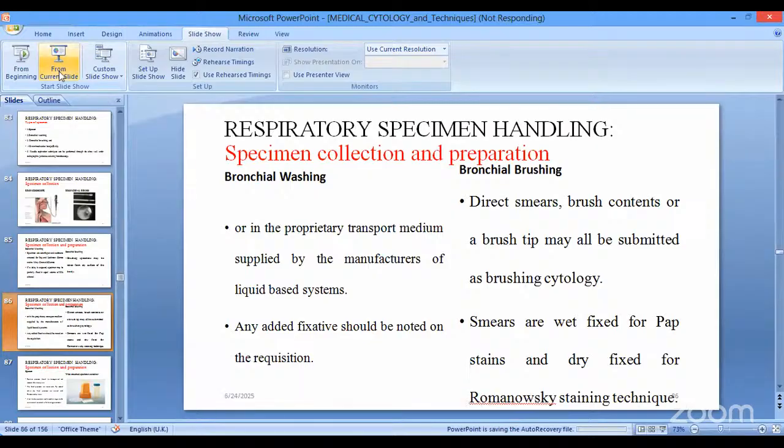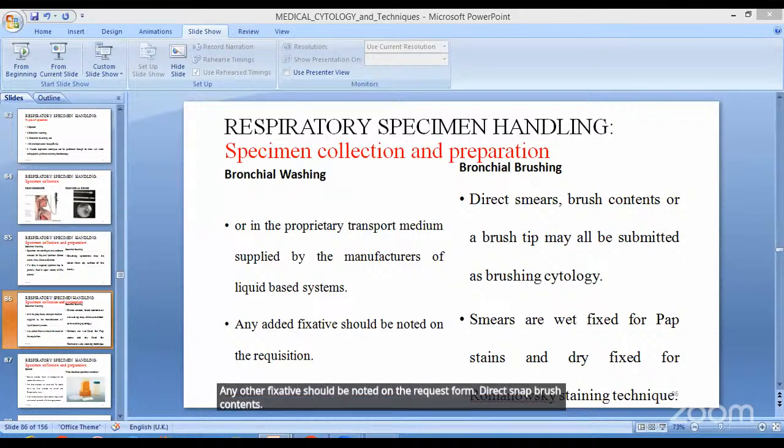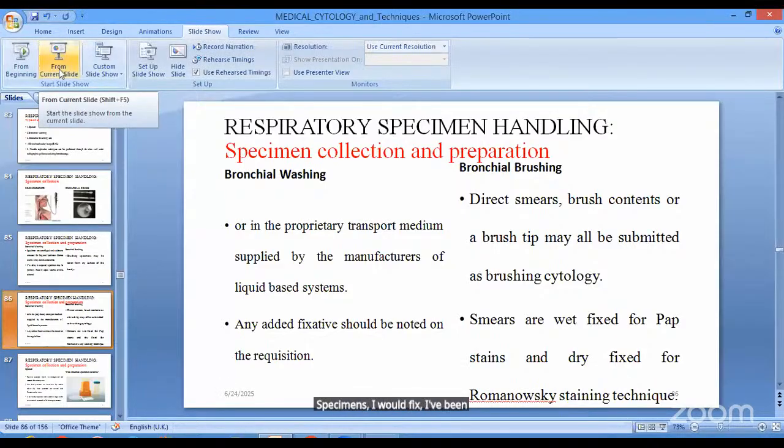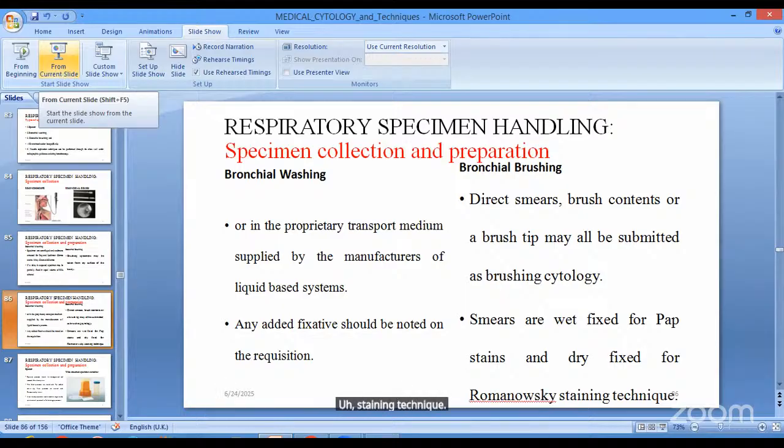Any added fixative should be noted on the request form. Direct smear, brush contents, brush tip may all be submitted as brushing cytology. Specimens are wet fixed for Pap stains and dry fixed for Romanowsky staining technique. I've been repeating this. This is very important.